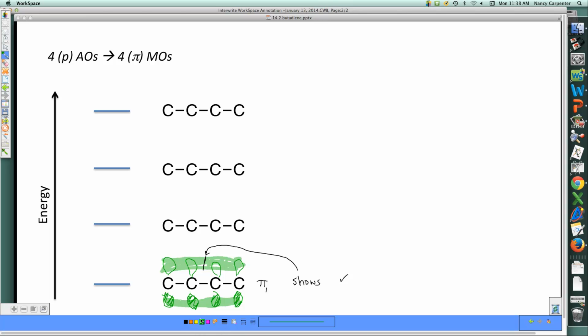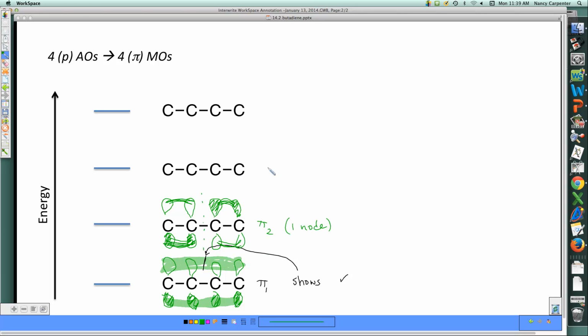Well, no nodes here. We'll need 1 node here. Remember, it has to be symmetric as well. So if I have these 2 orbitals so that they can overlap, but there's a node here, it'll still be symmetric. Which is important. We have to have symmetry. But 1 node here, this makes this psi 2.